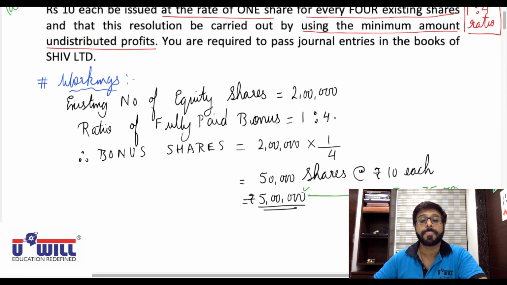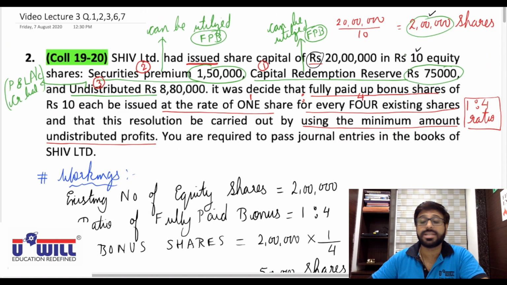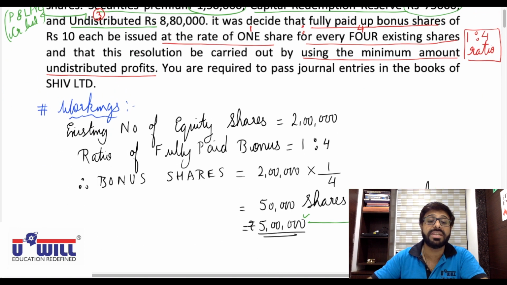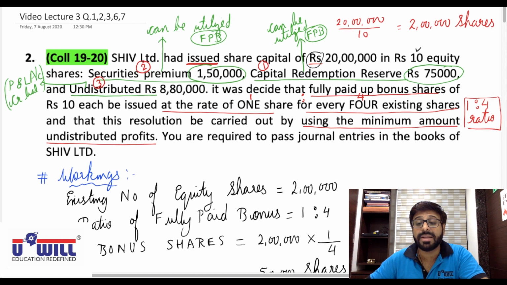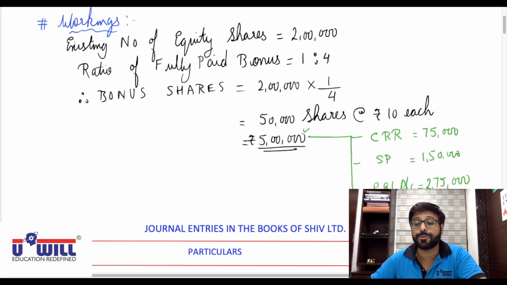I repeat, existing there are 2 lakh equity shares, and the rate of bonus is 1 for 4, means 1:4. So 2 lakhs into 1 by 4, 50,000 shares would be issued in bonus. Value is 10 rupees face value, so 50,000 into 10, amount of bonus is rupees 5 lakhs. Now how will we withdraw from reserves this 5 lakh rupees to give as bonus? First priority, we will take from capital redemption reserve, entire available amount 75,000. Second priority, we will take from security premium, entire amount available 1,50,000.